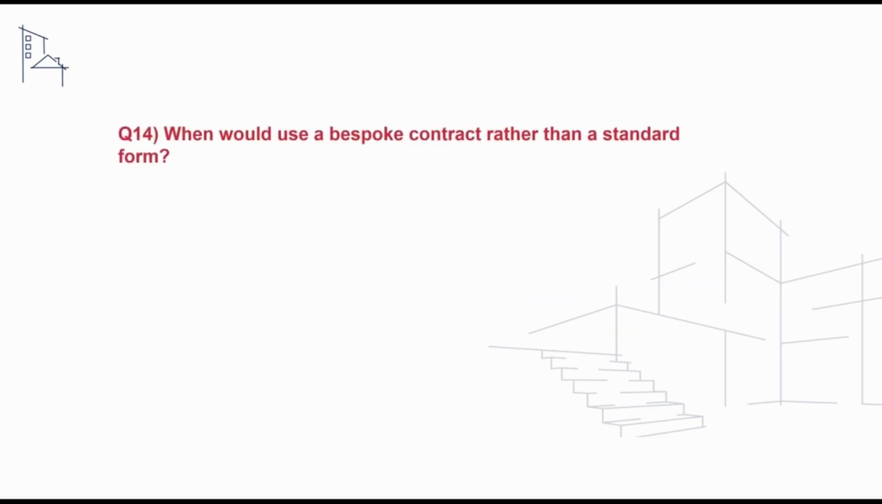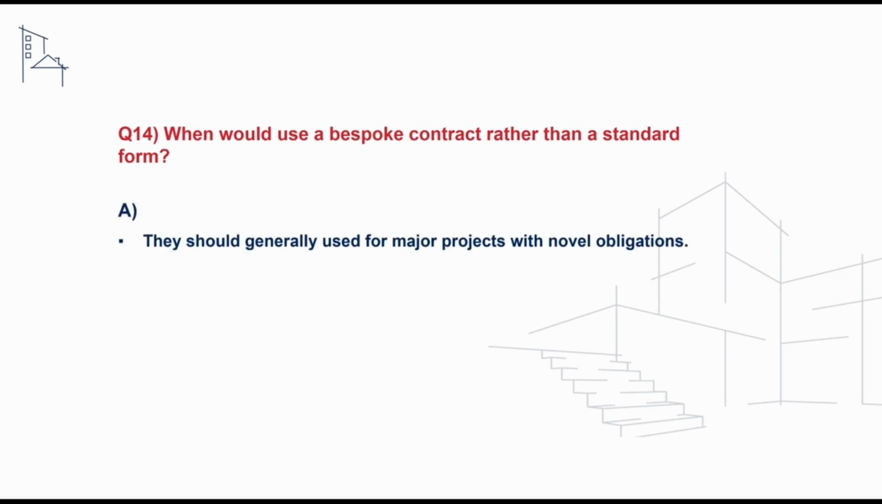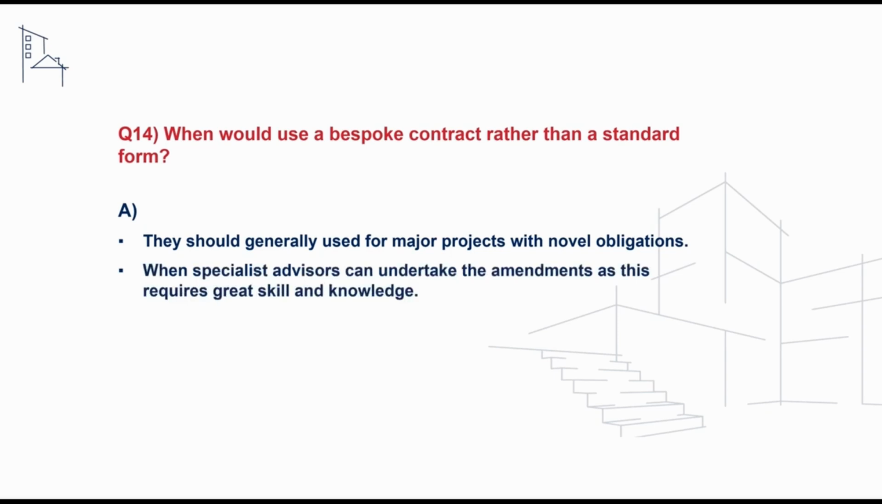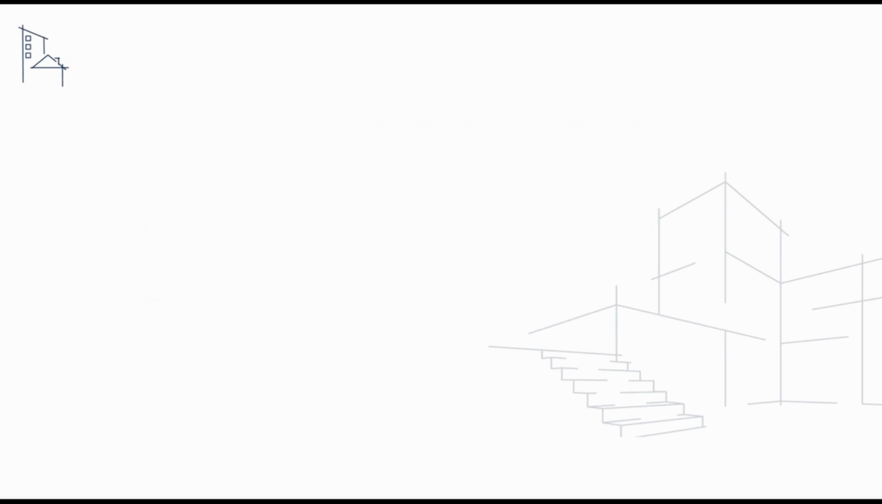The next question we'll take a look at is when would you look to use a bespoke contract rather than a standard form? And bespoke forms are generally used for major projects with novel obligations, when specialist advisors can undertake the amendments, as this requires great skill and knowledge. The next question we'll take a look at checks the candidate's understanding of the term retention of title clause.